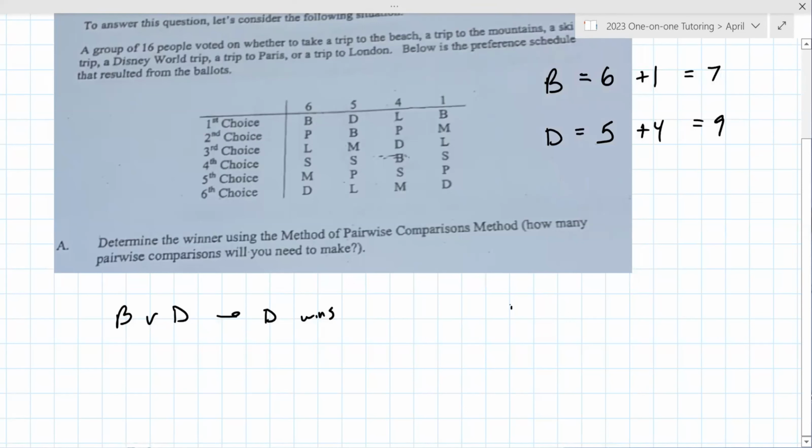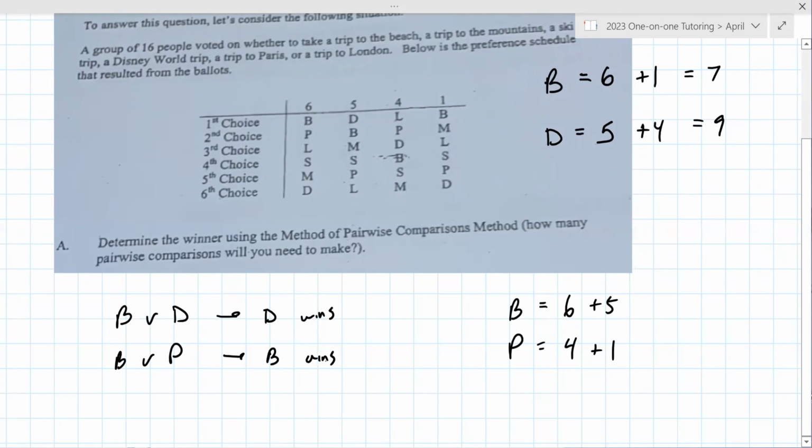You look at the first. So we're going to do a B versus P comparison. Okay, so you go to that first column. B is above P, so that's 6. Then you look at the second column. Where's B and P? B is above P, so that's 5. Third column, P is above B, so that's 4 for P. And then the last one here, B above P is 1. So in this case, B wins.